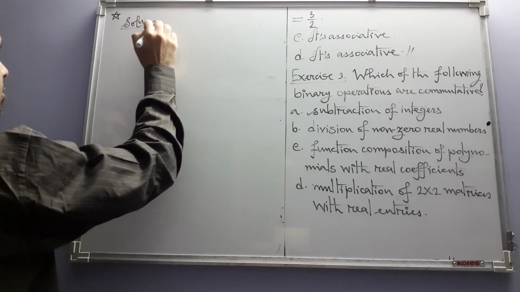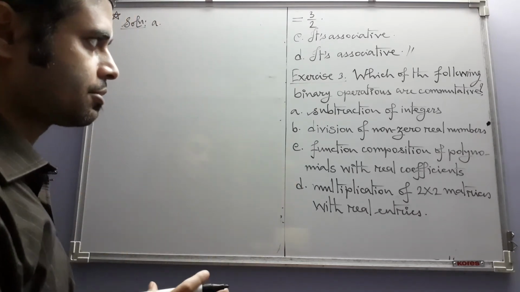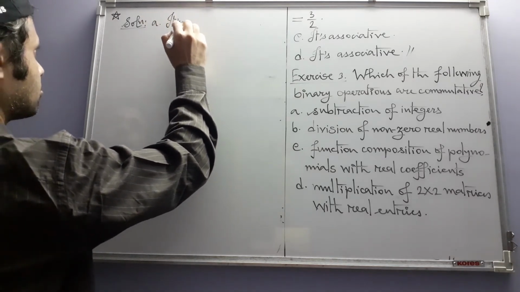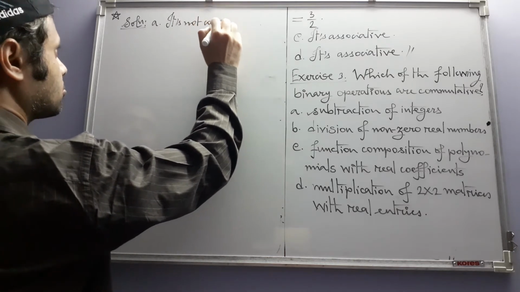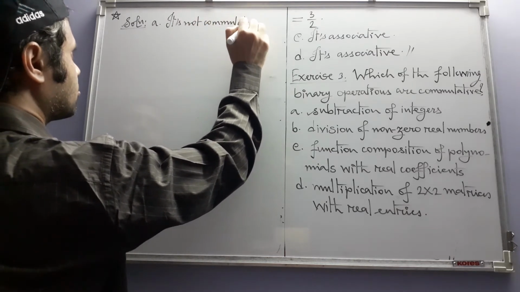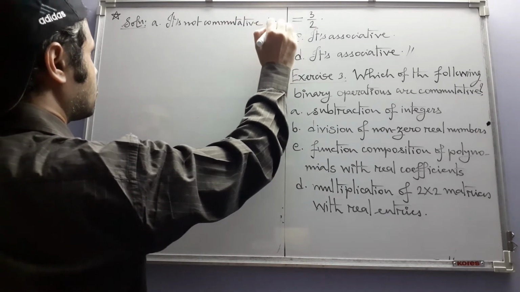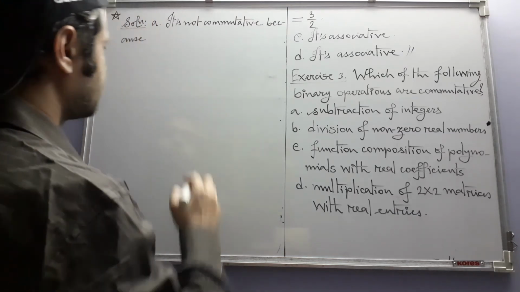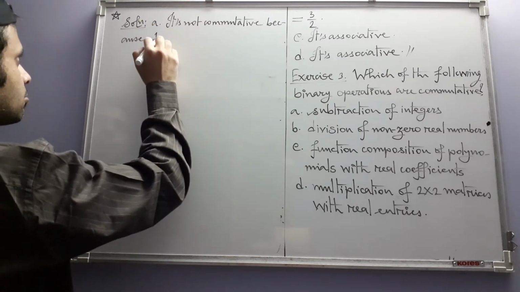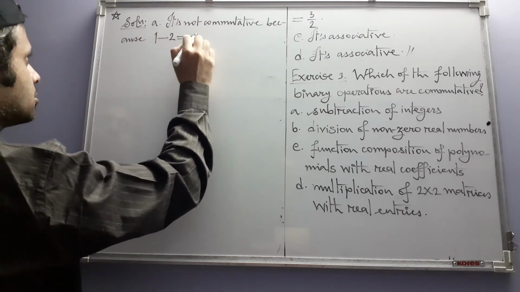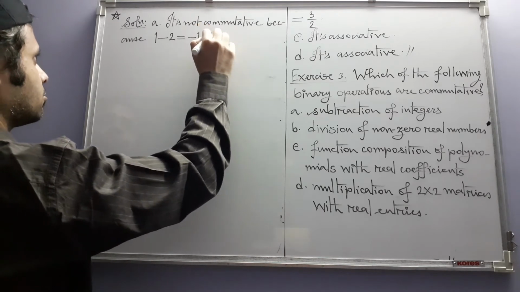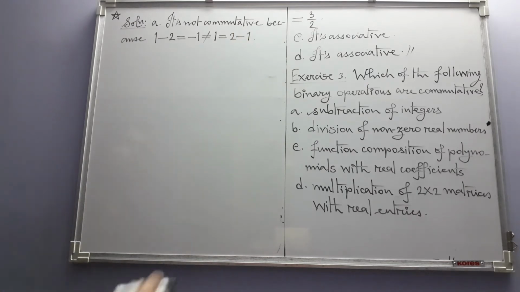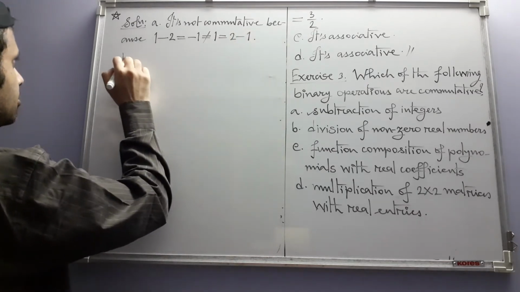The first one is very easy. You can already see that it's not going to be commutative. Because subtraction of integers: 1 minus 2 is equal to minus 1, which is not equal to 1, that is 2 minus 1. So because of this, subtraction of integers is not commutative.